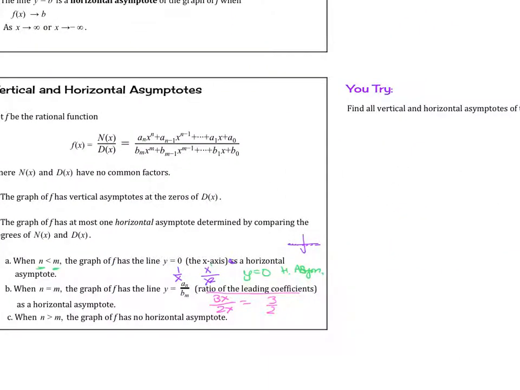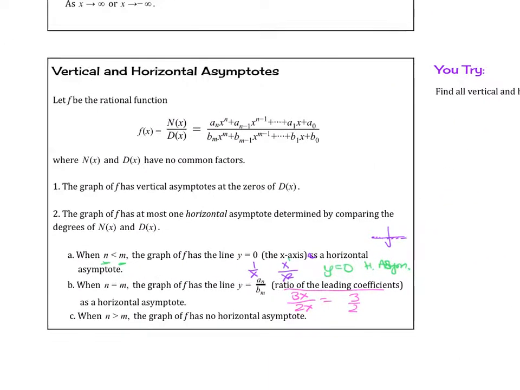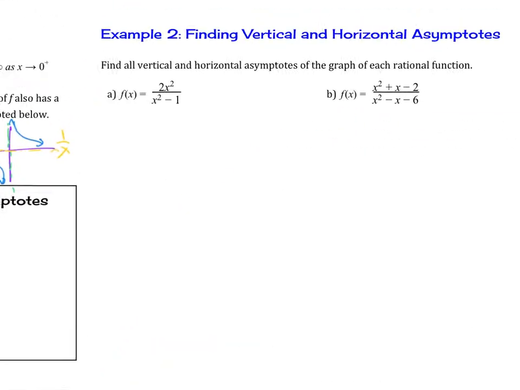Then the last one is when n is greater than m. The graph of f actually has no horizontal asymptotes. For example, if we have x cubed over x squared, then we have no horizontal asymptote. So we're going to focus mainly on A and B for now, and then we'll get to practicing some graphing.